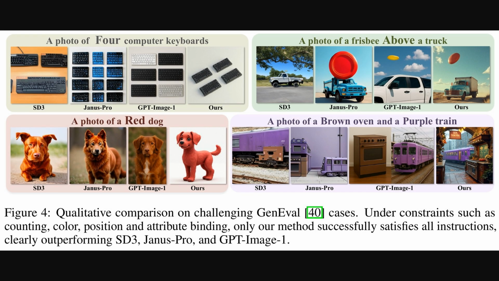And looking at these qualitative examples, you can really see why it scored so well. Take the prompt for computer keyboards. ComfyMind, shown as ours, is the only one that actually generates 4 distinct keyboards. Or for a frisbee above a truck, it nails the spatial relationship, getting the position right. It also handles that complex attribute binding we mentioned, successfully creating a single, coherent scene with a brown oven and a purple train, where other models struggle. These visual results really back up the numbers, showing its superior ability to follow precise instructions.